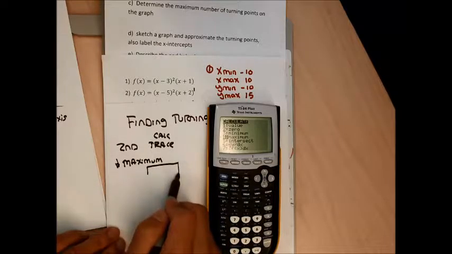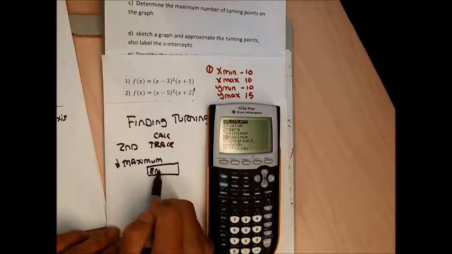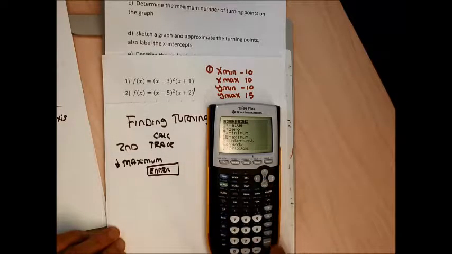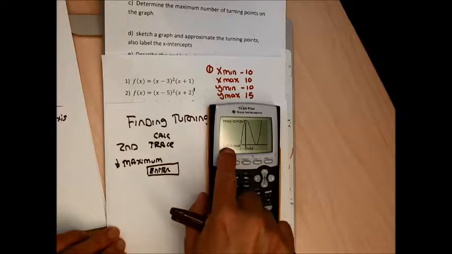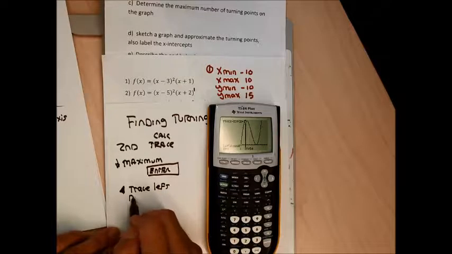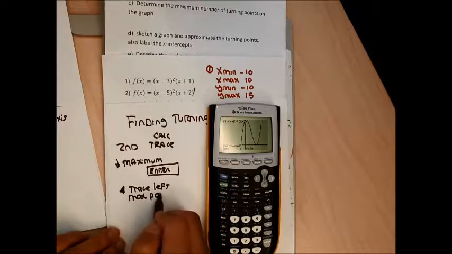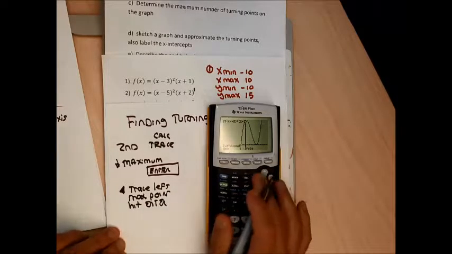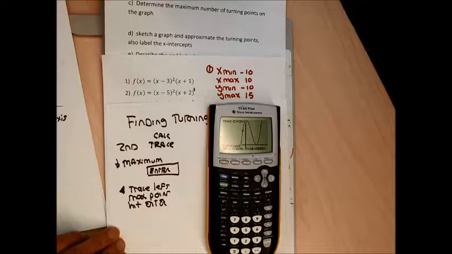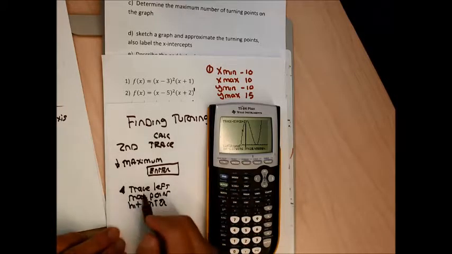So this is the first time I'm actually hitting enter. When I hit second in calc, I didn't hit enter. It went down to number 4, now I'm going to hit enter. My calculator gives me the word left bound. What I need to do is use my left cursor and trace to the left of the max point and hit enter. So I can't see my cursor. There it is. And now it's to the left of the high point, and my calculator says left bound. I'm going to hit enter a second time.